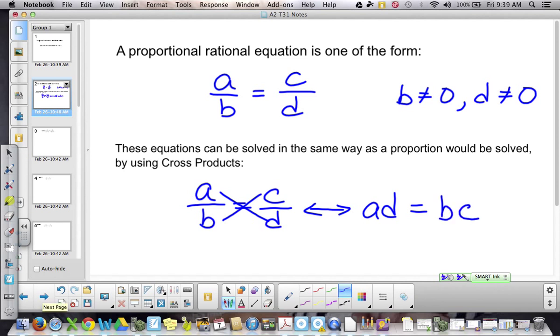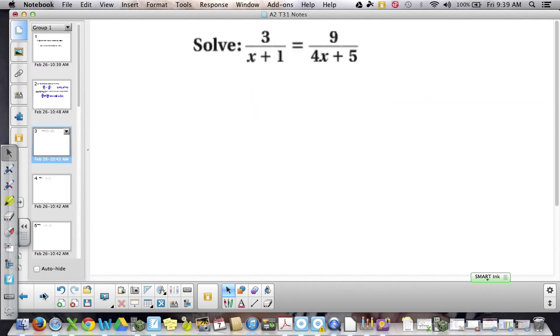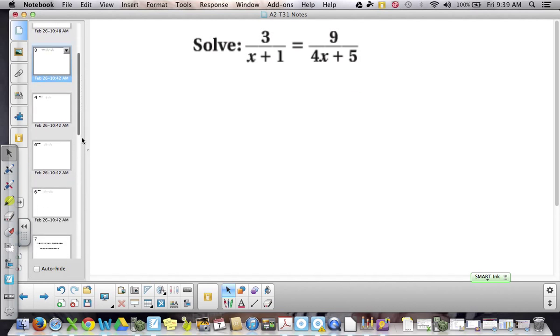Right, and in doing that, we no longer have fractions in our equation. And what this does is it creates a linear or a quadratic equation from the rational equation. And since we know how to solve linear and quadratic equations, then we'd be able to solve from there. All right, so let's jump into some examples, looking at how this works.